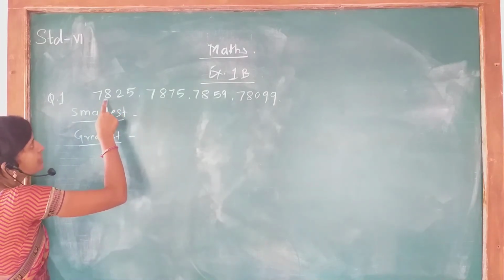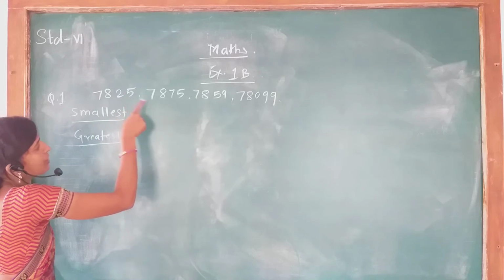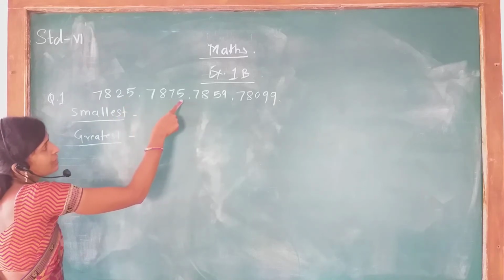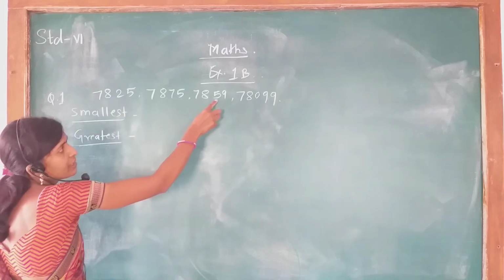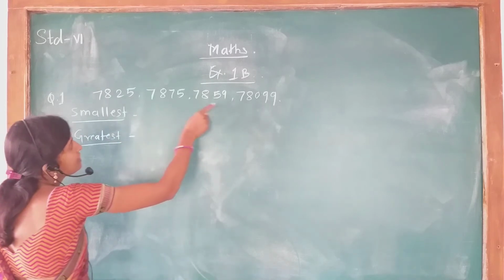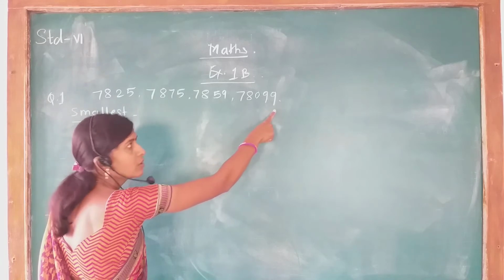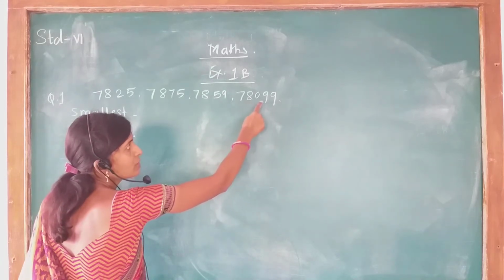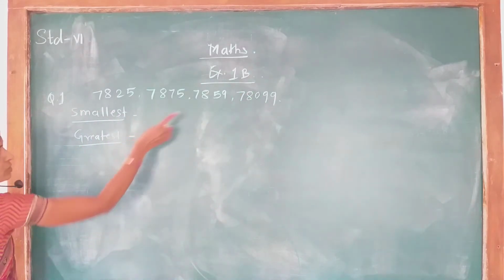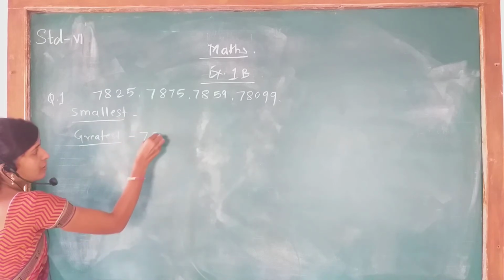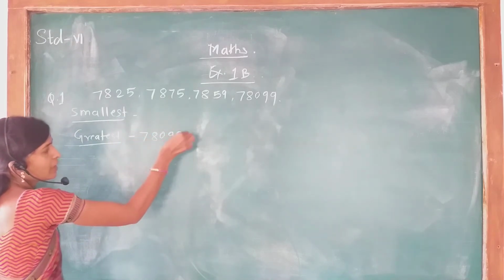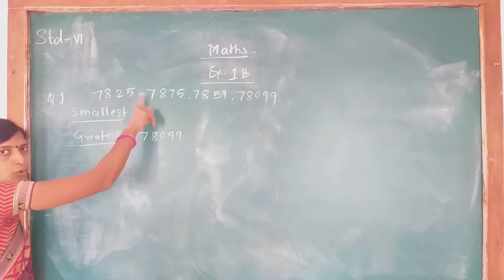So 7,825, 7,875, 7,859, and all these numbers are 4-digit numbers. This last number is of how many digits? 1, 2, 3, 4, 5. A 5-digit number. So this number is greater. So directly write down: a 5-digit number is greater than a 4-digit number.